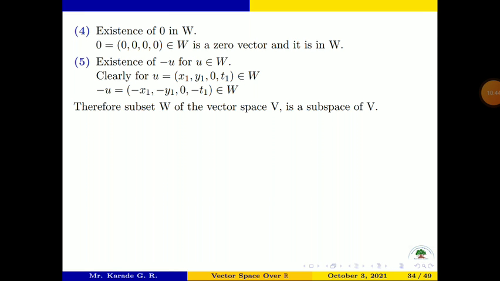And let us stop here. So this is about a subspace of a vector space.